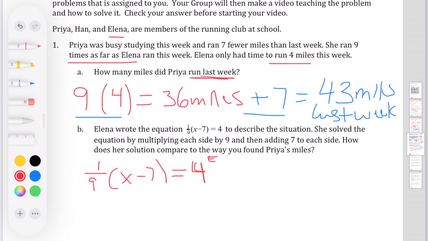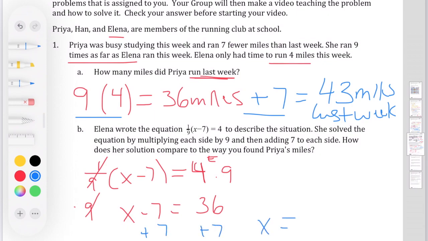So we need to multiply by 9 because that's the inverse or reciprocal of 1/9. Those cross each other out. Well, 9 times 4 is 36. And now we could set x − 7 equal to 36. Now the opposite of subtracting 7 is adding 7 to both sides. And we find that x equals 43 miles last week. Same thing, except Elena set it up in the equation for us, and it helped us keep a balanced equation.